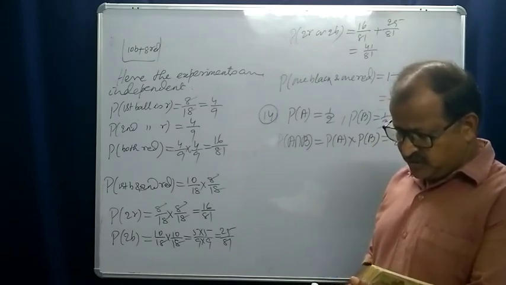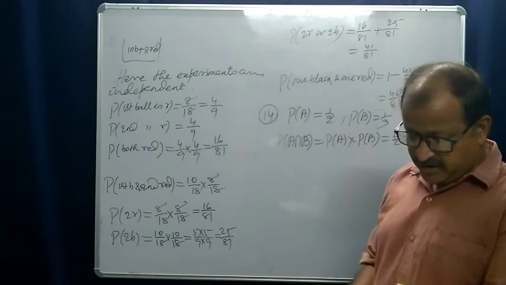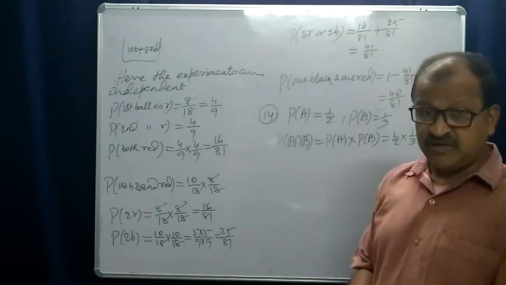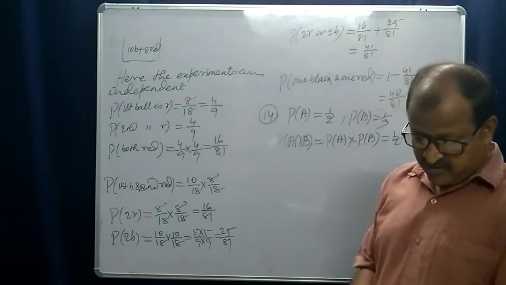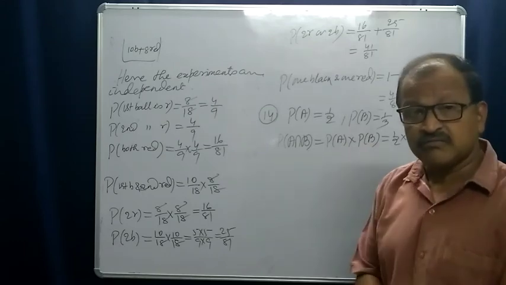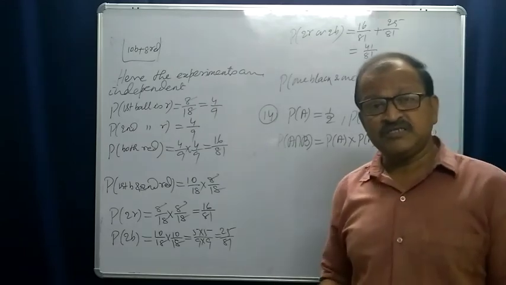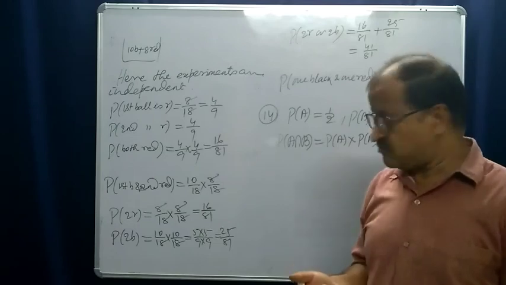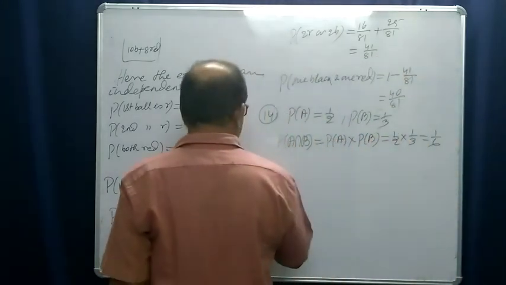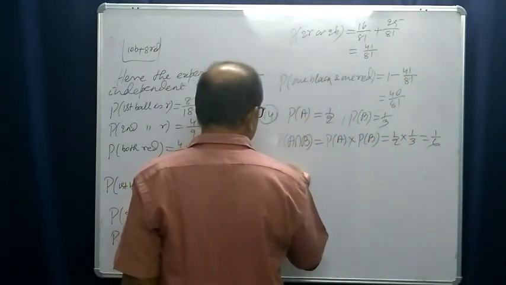Yes. If both try to solve independently, find the probability that the problem is solved. It is given they are solving the problem independently. The problem is solved means either A will solve or B will solve.